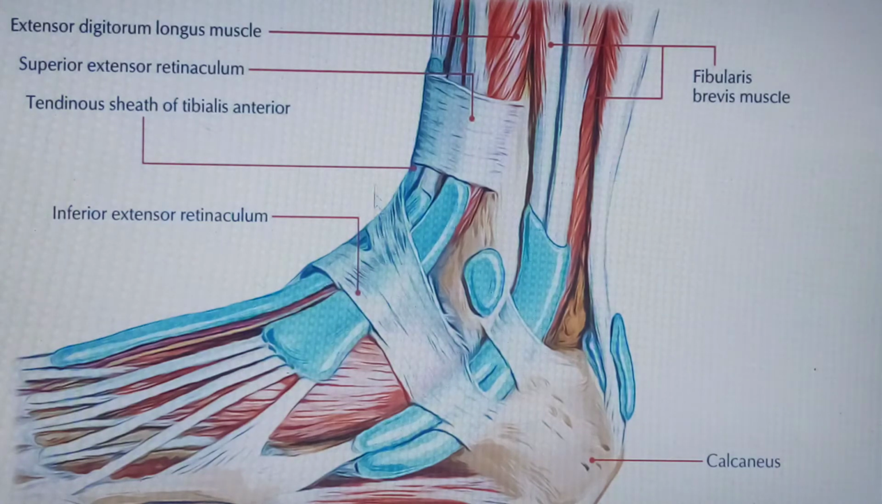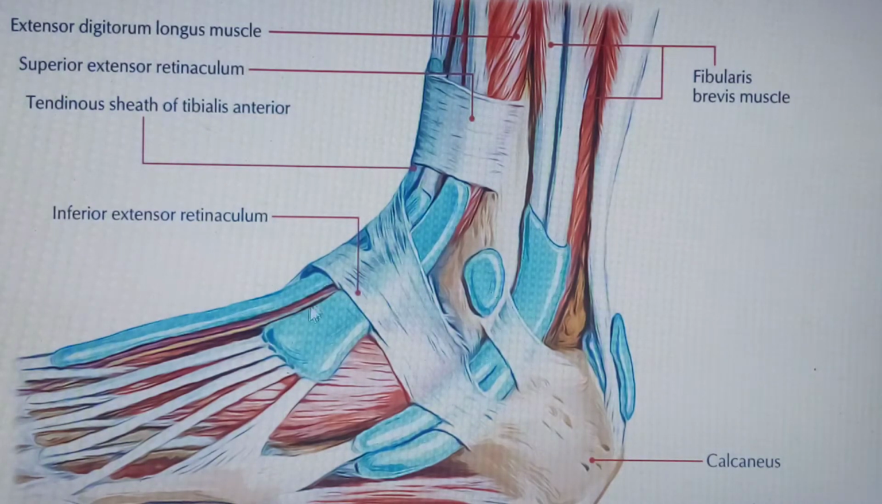Then of course, running deep to the extensor retinaculum will be, as you can see, the tendon sheaths of extensor digitorum, dividing into those 4 tendons. Then we are going to have extensor hallucis longus, and the tibialis anterior tendon also running deep to it. But get to know that, even apart from these tendons, we will have the anterior tibial artery, as well as the deep branch of the common peroneal nerve also running deep, because we said that these muscles will be supplied by these neurovascular structures.